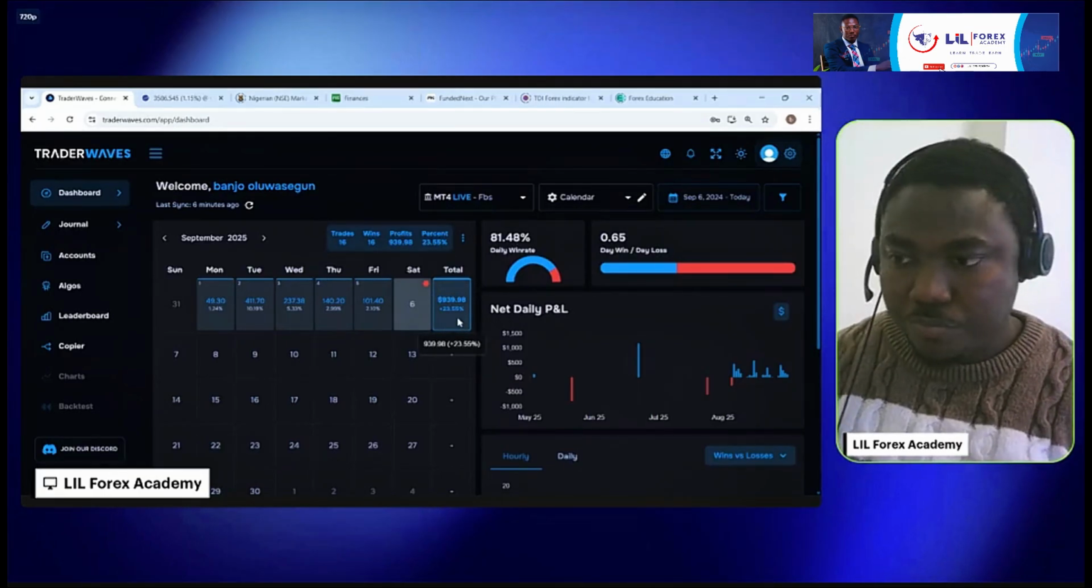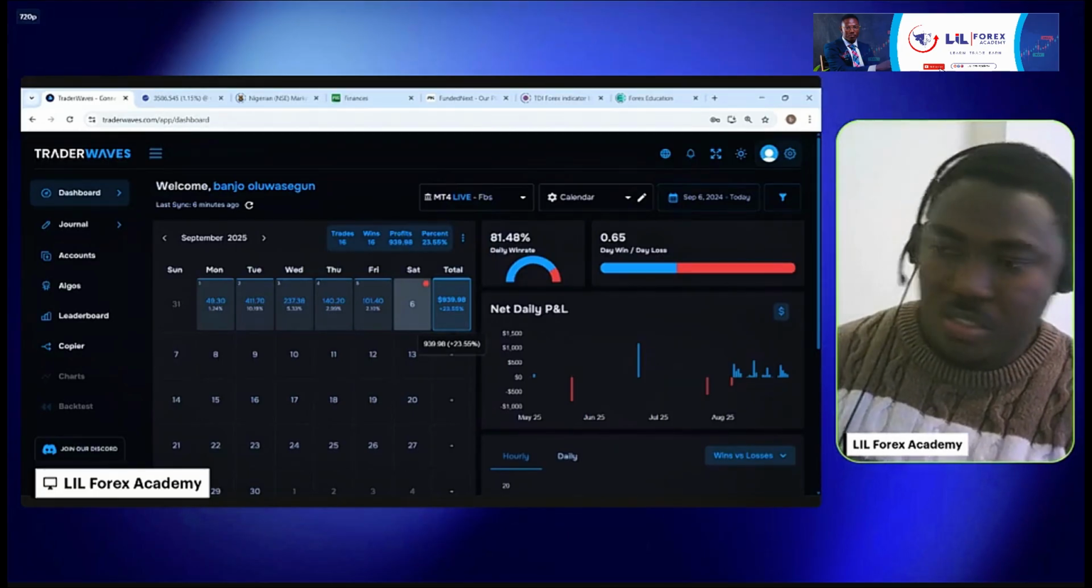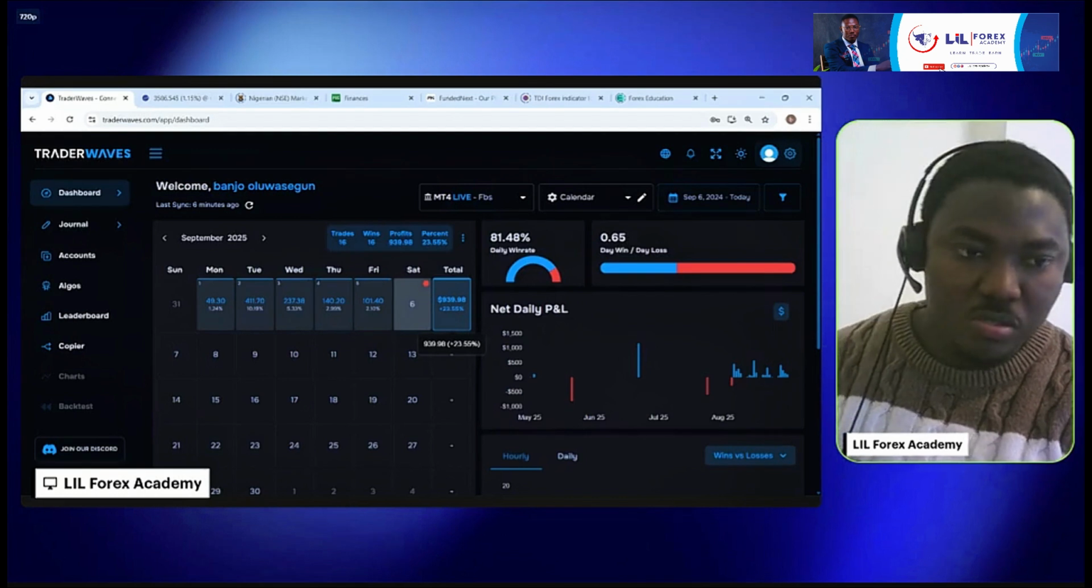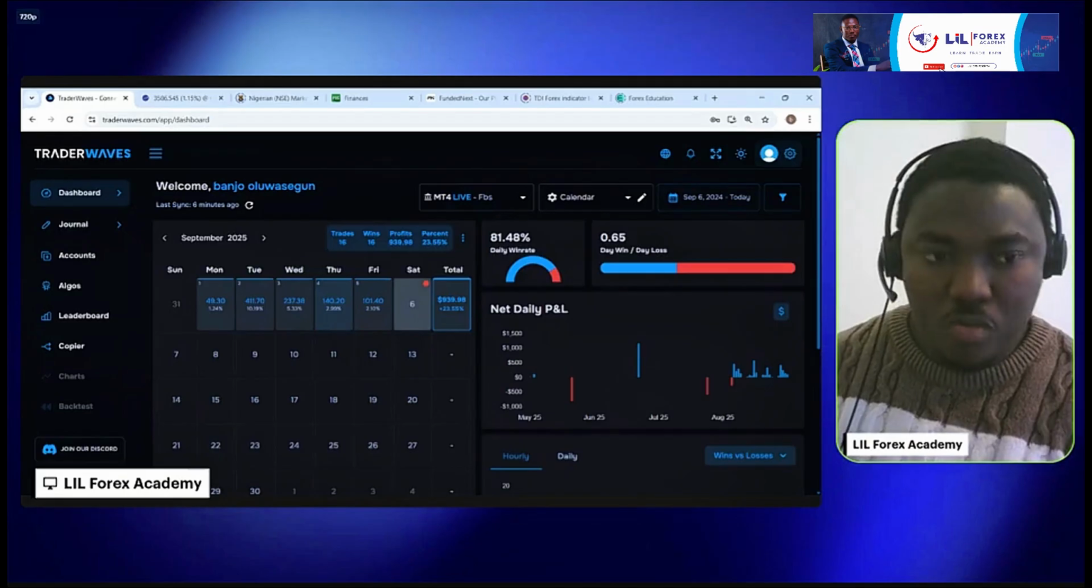Okay, so just imagine if this is a profit account and you're able to make 23% in a week, this is good for you. All right, and I will just show you some of the trades. I was still within the risk management.